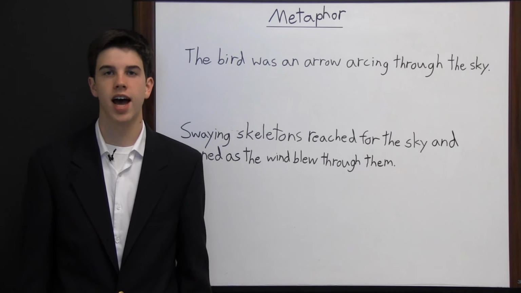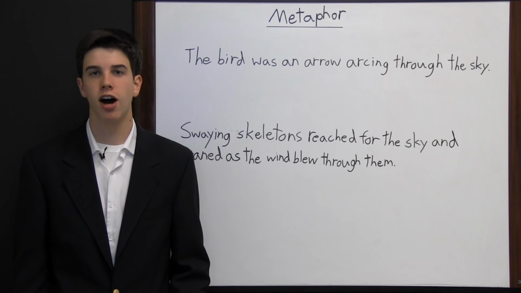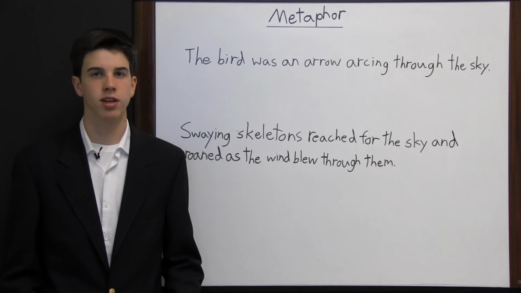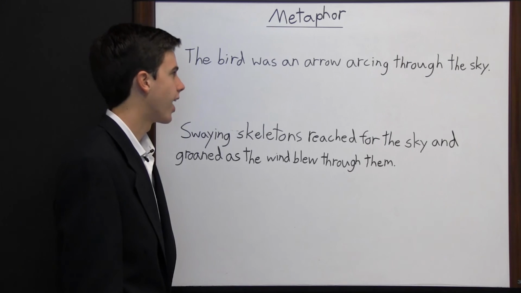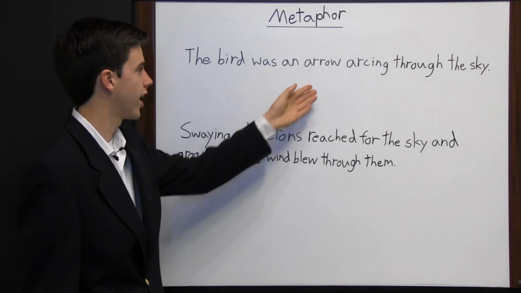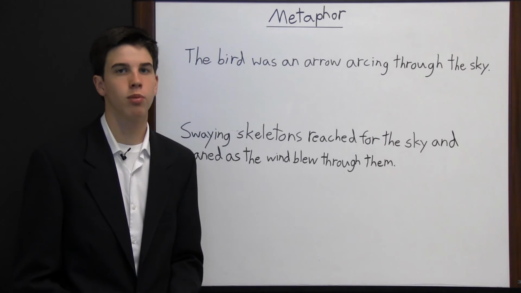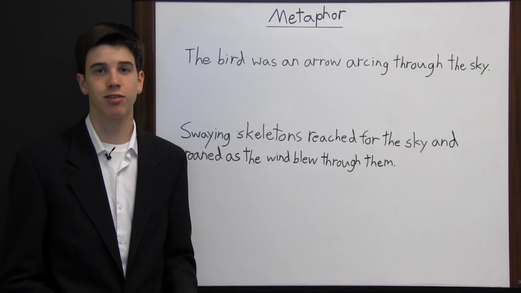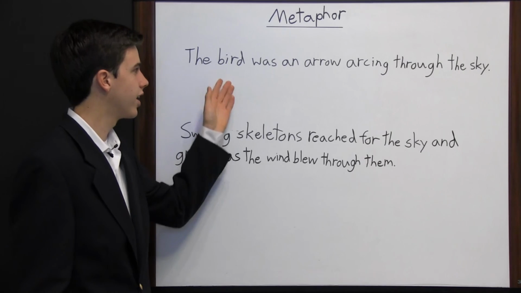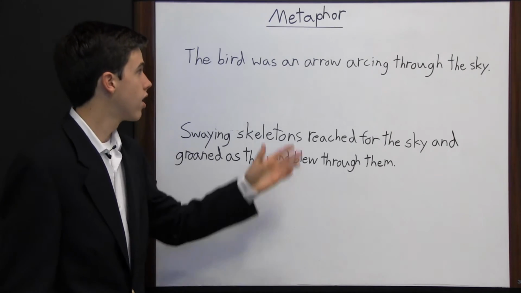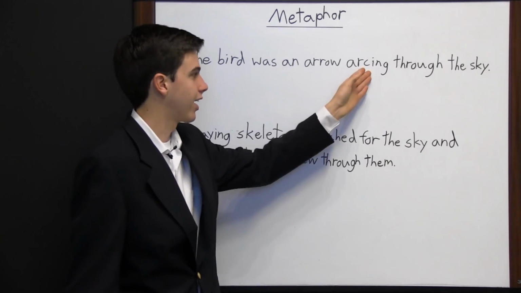A metaphor is a type of figurative language in which the author equates one thing with that of something else. This sentence says, "The bird was an arrow arcing through the sky." Now here, the bird wasn't actually an arrow, but instead the author is saying the bird is like an arrow arcing through the sky. This is a way for the author to get us to think about the bird in a different way and to equate it with an arrow and an arrow making an arc through the sky.